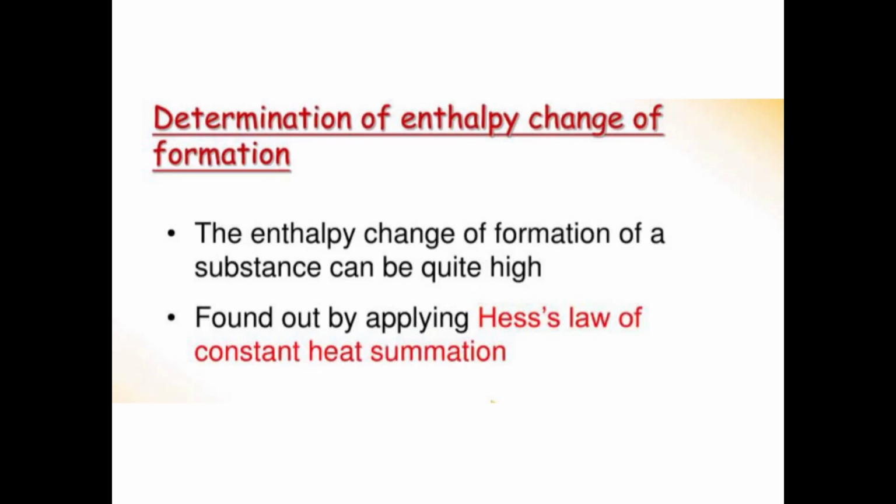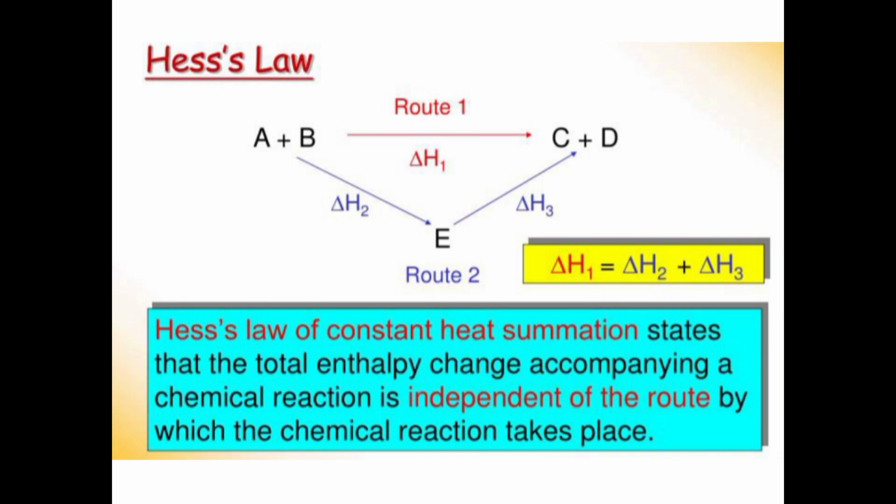So for formation, the enthalpy change of formation of a substance can be quite high because it will require a lot of breaking of bonds and forming of new bonds as well. So it is found out basically using Hess's law of constant heat summation. So what is Hess's law? Hess's law of constant heat summation states that the total enthalpy change accompanying a chemical reaction is independent of the route by which the chemical reaction takes place.